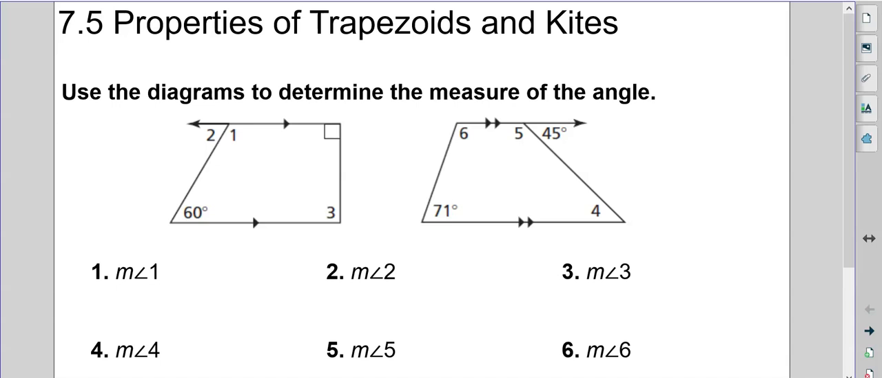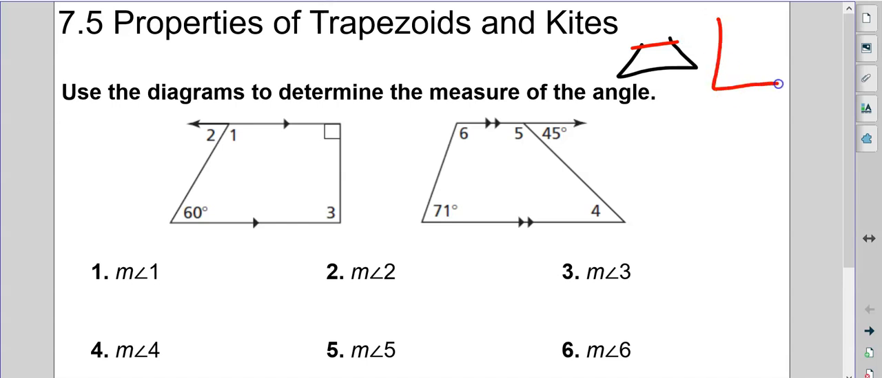All right, 7.5, properties of trapezoids and kites. So far right here we have trapezoids. And basically, real quickly, a trapezoid is really just a triangle that has had the top cut off parallel to the base. So there you go. You have a trapezoid right there.